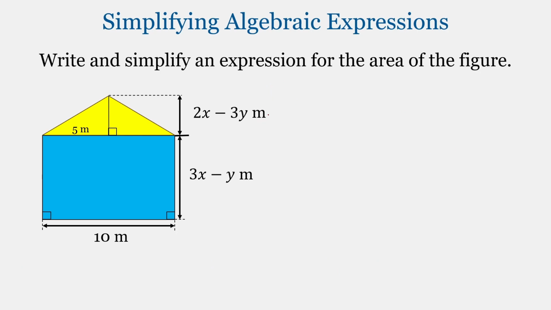In this second problem, once again, we have a blue box, and on top of this blue box are two yellow triangles. So let's start by finding the area of this blue box. Once again, the area is the length, which is 10, times the width, which is 3x minus y.